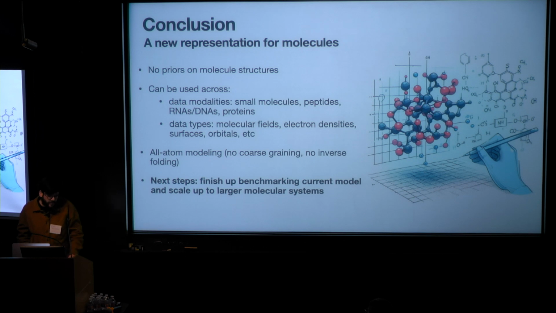So as a next step, we would like to finish the benchmarking of this latest model that I told you about, and then also scale this up to even larger systems. We started with very small systems, like QM9, when we first started those projects, which are molecules that had up to 9 atoms. And then we're slowly increasing, and the idea is to keep increasing and see when we hit a wall, because so far we haven't, but very likely we will at some point.